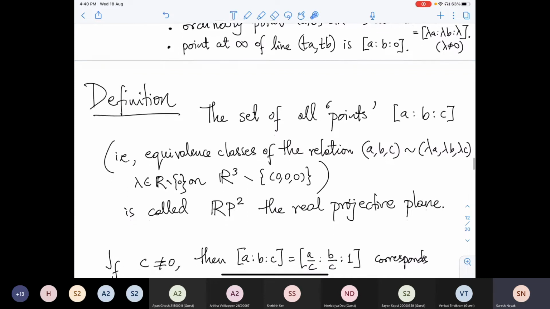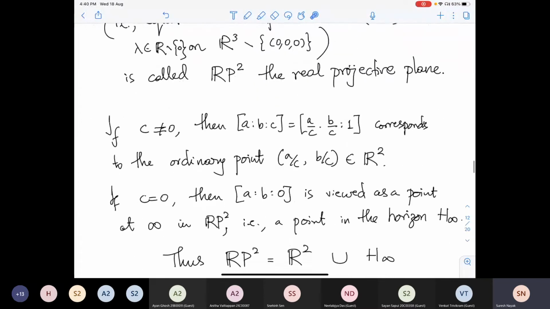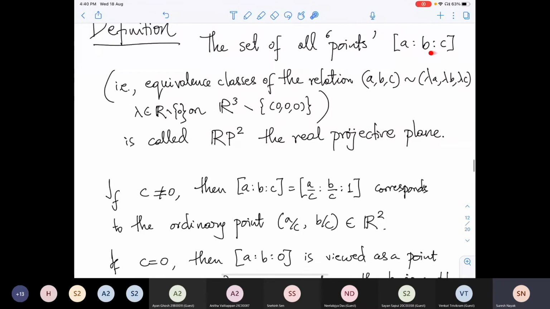And what is the real projective plane? The same summary that I gave here can now be described in terms of this definition as follows. If C is not 0 in my points A, B, C, then A colon B colon C, I can divide by C, and it's the same as A over C colon B over C colon 1.